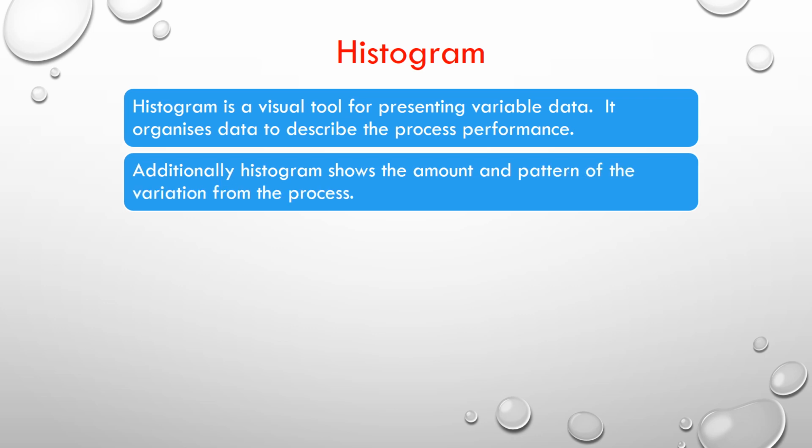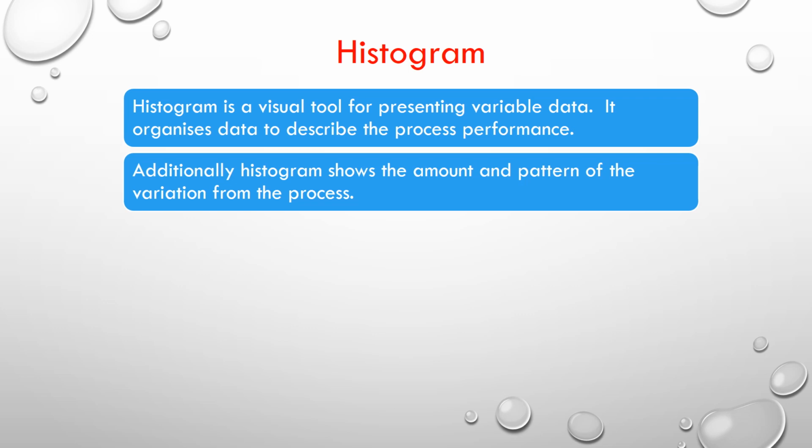The primary purpose of a histogram is to organize and present data in a way that describes the performance of a process. By displaying the frequency or count of data within specified intervals or bins, a histogram provides a clear picture of how the values are distributed. Histograms not only reveal the quantity of data within each interval but also illustrate the pattern of variation. Patterns such as symmetry, skewness, peaks, and valleys can be easily identified, providing insights into the nature of the data distribution.